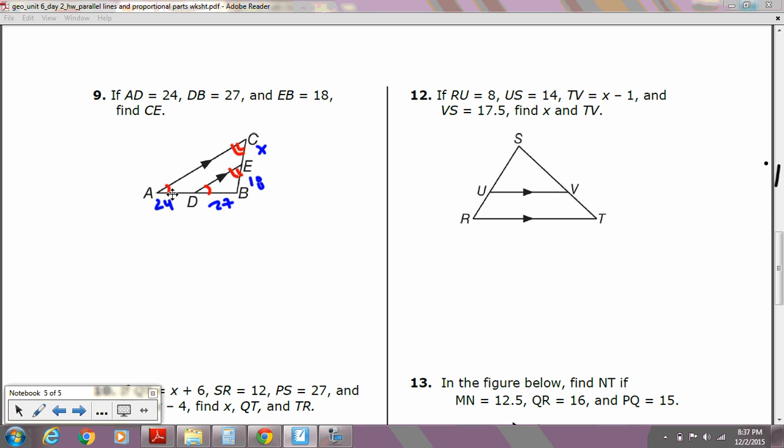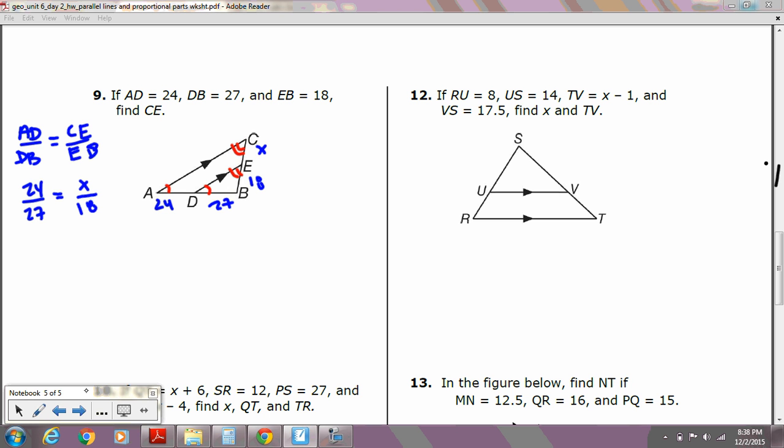When I look at the bigger triangle, ABC, I have part, part, part, and part. So I have 4 parts. So I know that all parts are proportional, meaning AD is proportional with DB, and that ratio should equal CE, which is proportional with EB. That's supposed to be a B. All right. So AD being 24, DB being 27, it should equal CE, which is x, over EB, which is 18.